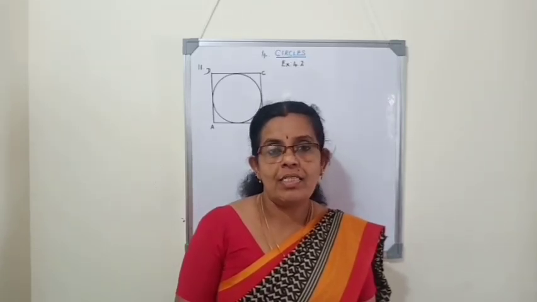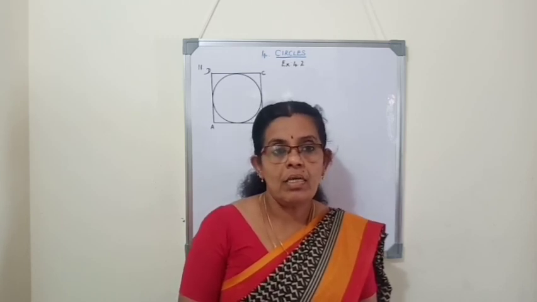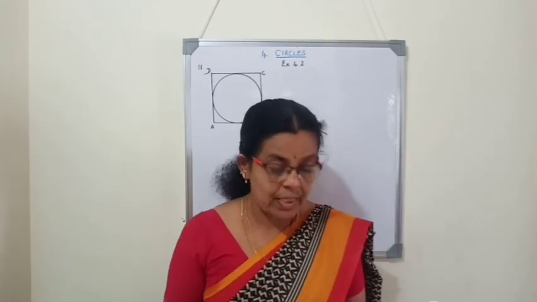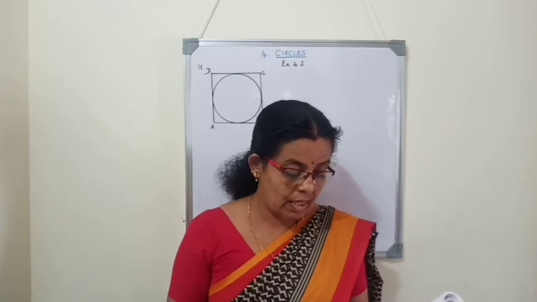Last class we discussed the second exercise of circles. Today we will continue with the exercise. 11th question. The question is, prove that the parallelogram circumscribing a circle is a rhombus.